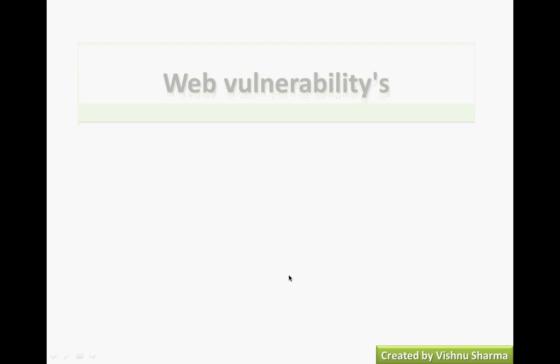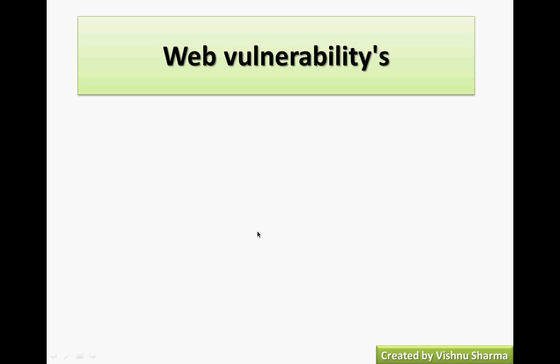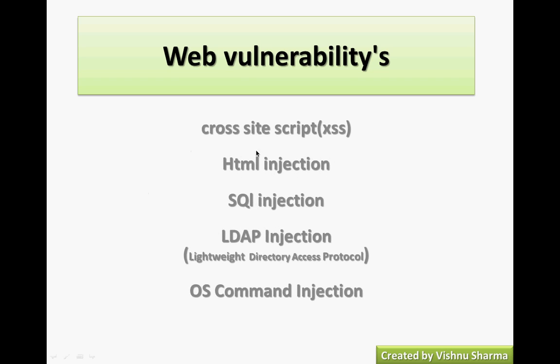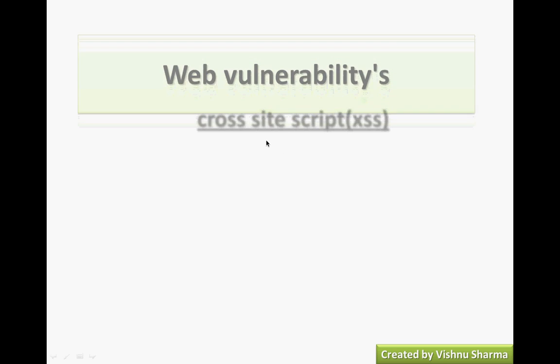So what is a web vulnerability? A web vulnerability is nothing but weak code used by the developer, which gets broken by the hacker. So let's discuss the different web vulnerabilities. Some of them are cross-site scripting, HTML injection, SQL injection, LDAP injection, OS command injection. In this tutorial we are discussing cross-site scripting.